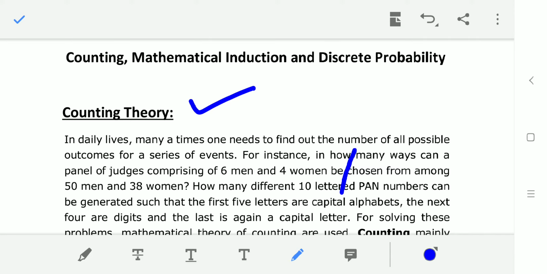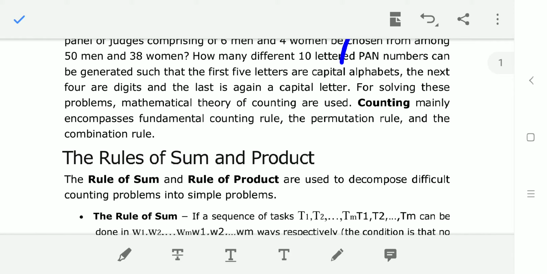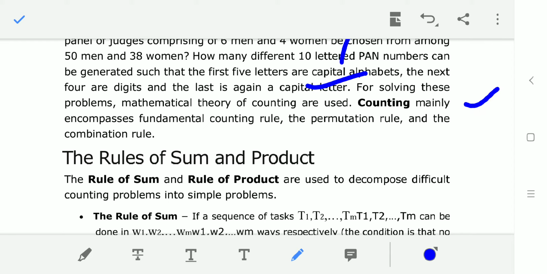How many different 10-lettered PAN numbers can be generated such that 5 letters are capital alphabets, the next 4 are digits, and the last is again a capital letter? For solving these problems, the mathematical theory of counting is used. Counting mainly encompasses the fundamental counting rule, the permutation rule, and the combination rule.